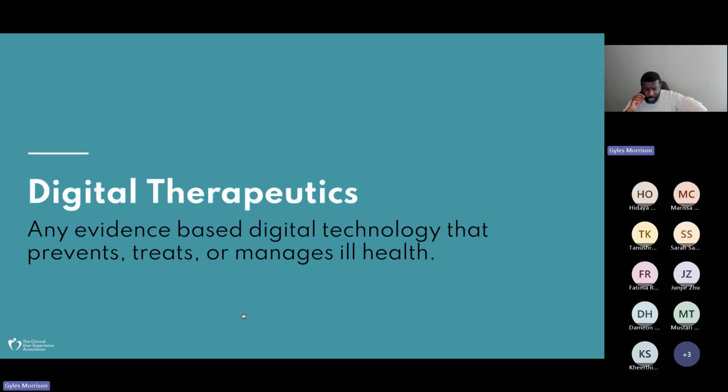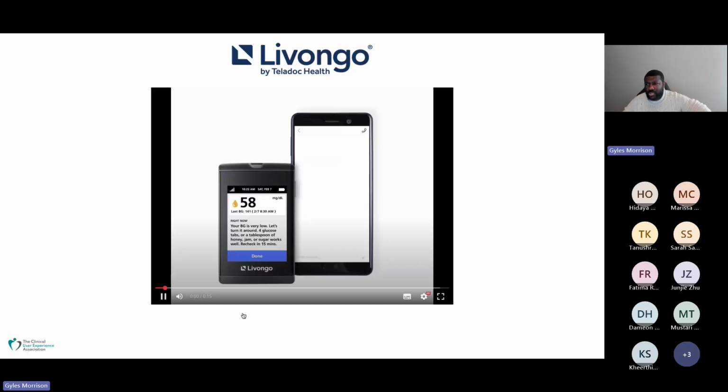So then digital therapeutics. It's any evidence-based digital technology that prevents, treats, or manages ill health. Quite simple as that. So mobile apps that deal with chronic illness, that have gone through some sort of clinical trial, backed up by evidence-based medicine, but a digital version of that is assessing people in a way that you can trust. That's what digital therapeutics are all about. And there's loads of solutions out there now for this.